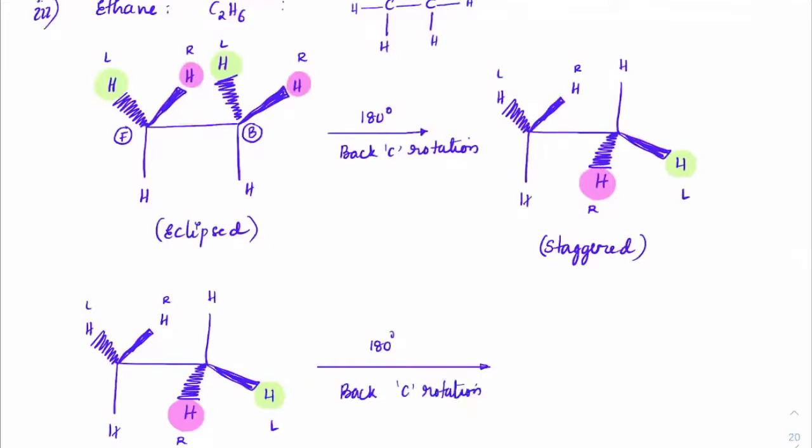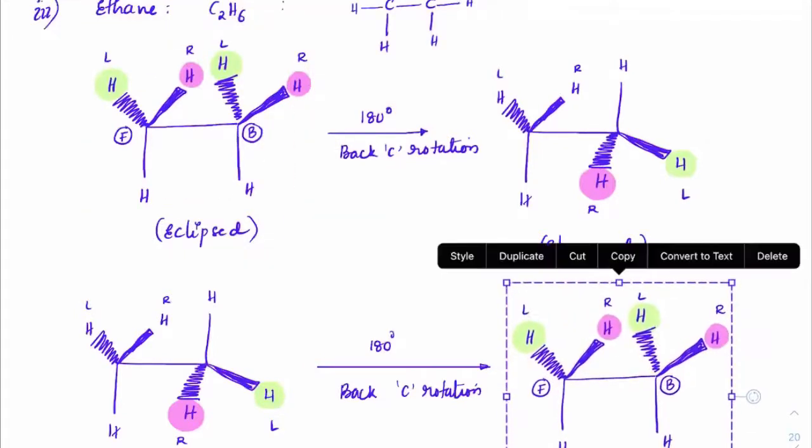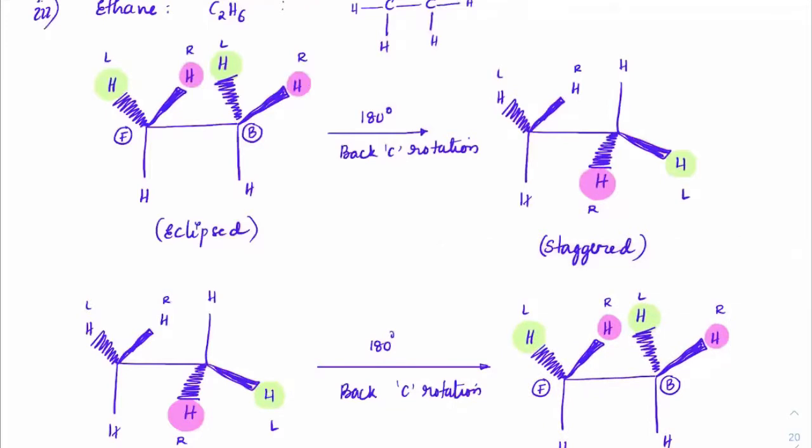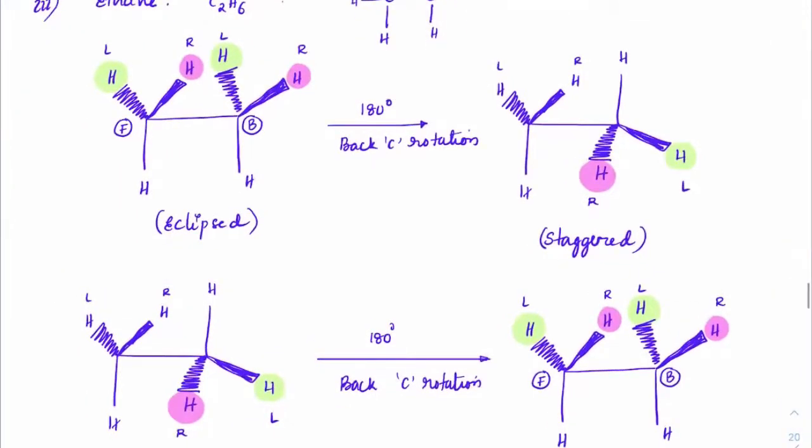Can you see that if I rotate this again, the same hydrogen will come down, this hydrogen will go in, and this hydrogen will come out. So I would be able to get the eclipsed form again. So from staggered, you can convert into eclipsed, or from eclipsed you can convert into staggered form. All of you understood this, right? Please understand how you can convert.